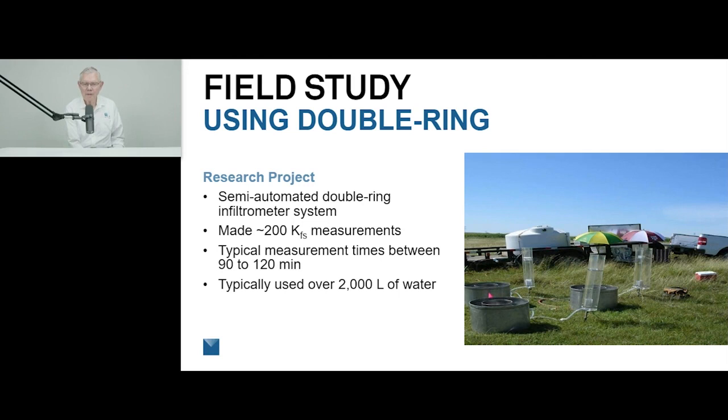Here you see the double rings set up to infiltrate water into the soil. See the water supplies for the infiltrometers. See a pickup and a flatbed trailer for hauling the water, and even the shades for some comfort while collecting the data. Leo made around 200 measurements for his study.